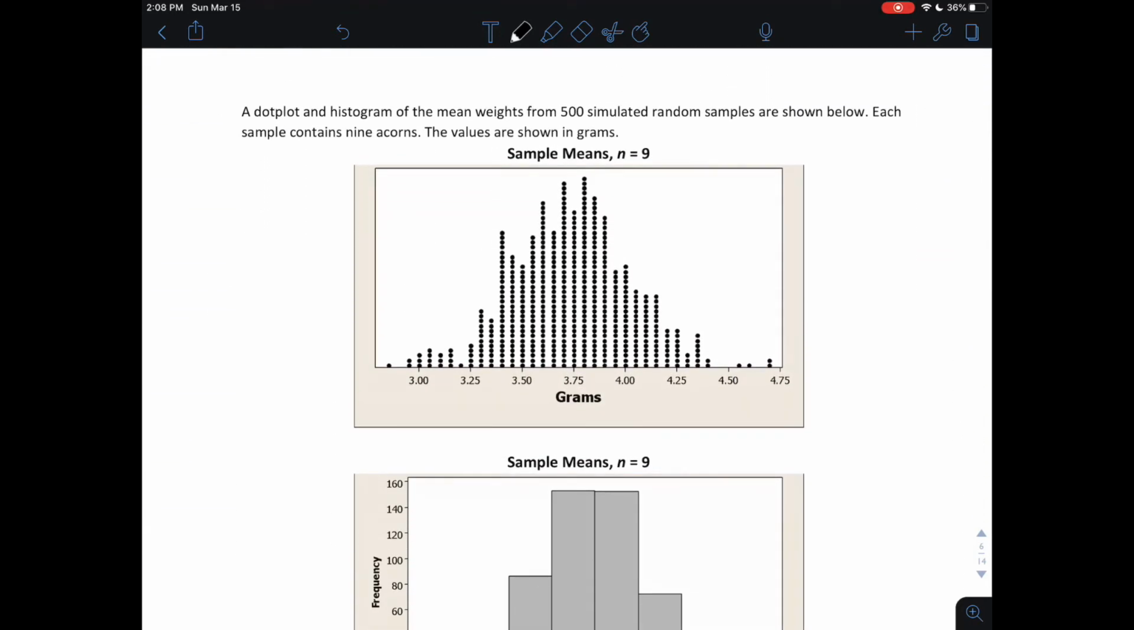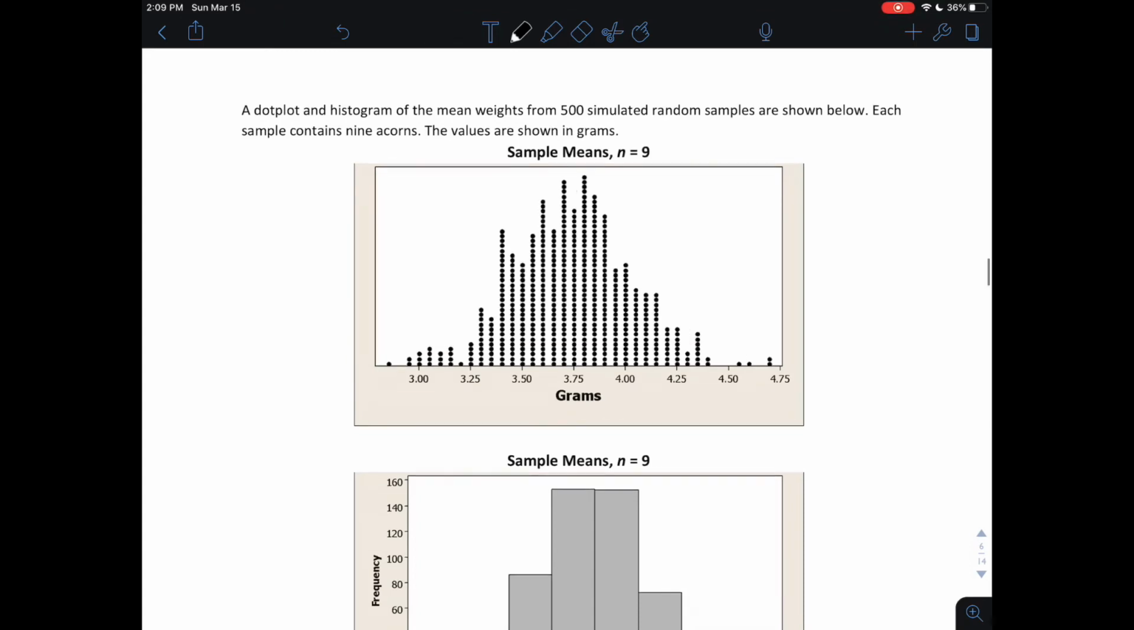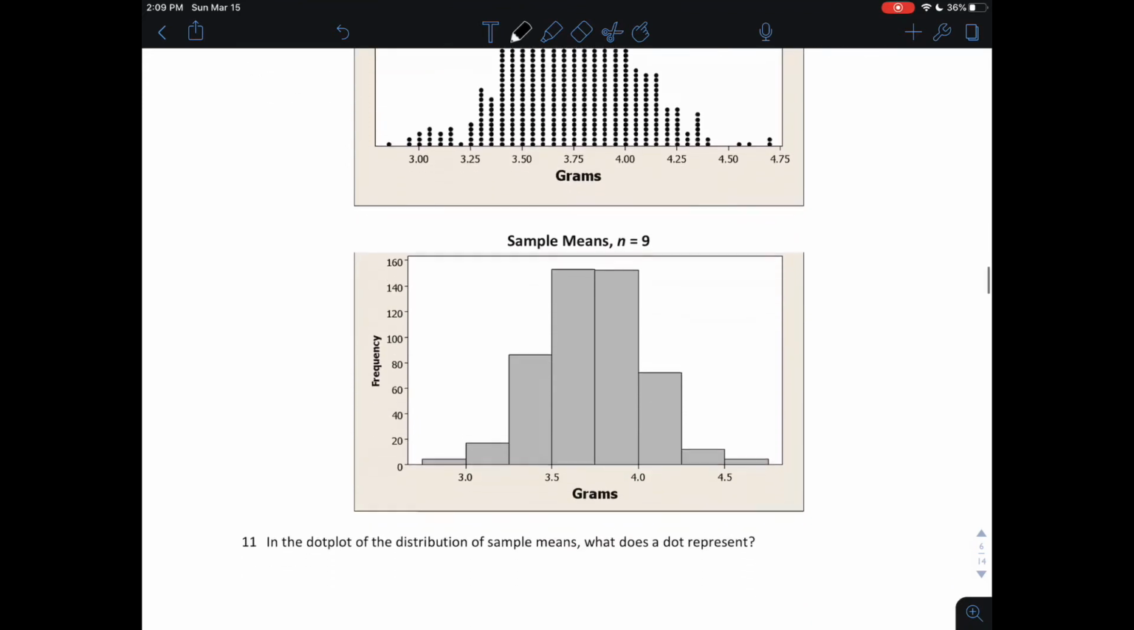A dot plot and histogram of the mean weights from 500 simulated random samples are shown below. Each sample contains 9 acorns. The values are shown in grams. So again, we have 500 dots here. Each dot represents a sample mean where the sample size was n equal 9. You can see that we have numbers on the left around 3.00 and then all the way to the right near 4.75.